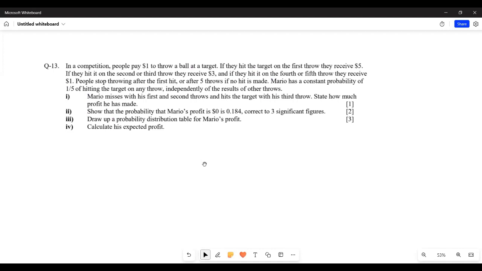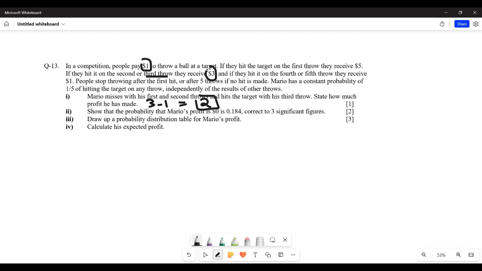Mario misses with his first and second throw and hits the target with his third throw. State how much profit he has made. So he paid $1 to play this game, and if he hits the target at the third throw, he receives $3. So that's a profit of $2, 3 minus 1 is $2. Answer for part 1 is $2.